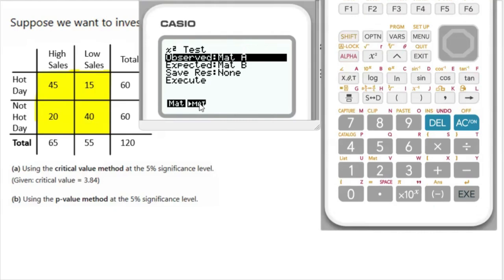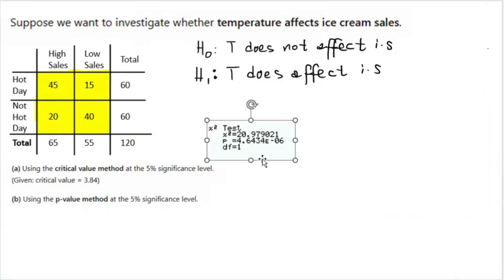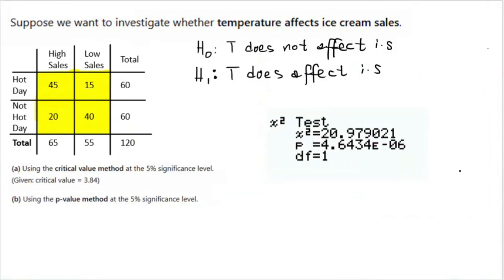Now the observed matrix is already there and the expected matrix is already there. As I was saying earlier, you do not need to calculate the expected frequency separately. The GDC does it for you. Just execute. And now I need these values, so I'm just taking them and copying them here. Okay. So what the calculator gives me is the chi-square value, the p-value, and the degree of freedom as well. If you want to know the formula for the degree of freedom, you can write it. It's always row minus 1 times column minus 1. So sometimes the examiner says to state the degree of freedom.